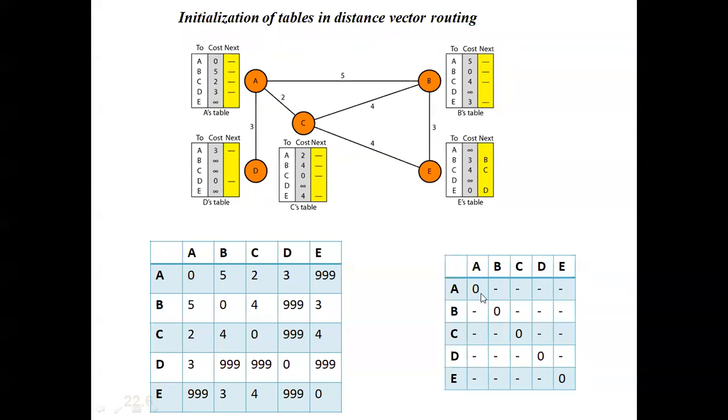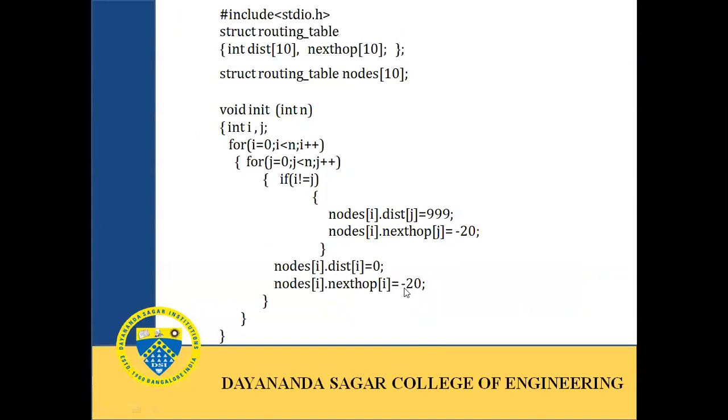The next hop entries, we're initializing its own node as 0 and all other nodes as hyphen. That means there is no entry to it. To indicate that it is a hyphen value, we have just used -20. And if it is its own node, that is if I and I is the same, it means it is the same node, so the value is 0. And if it is other nodes, then it is an infinity value. This is the initialization part.